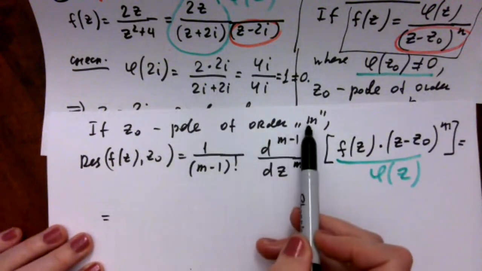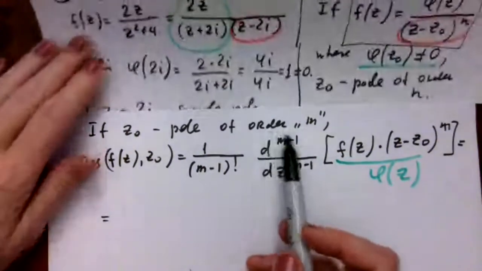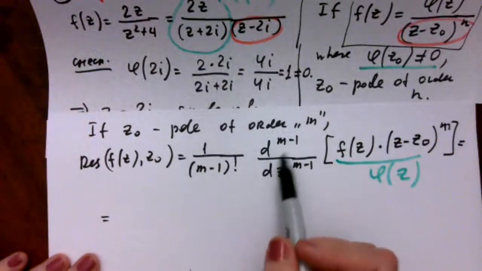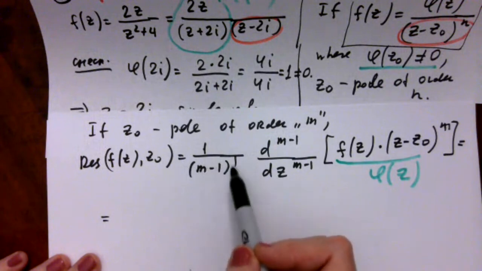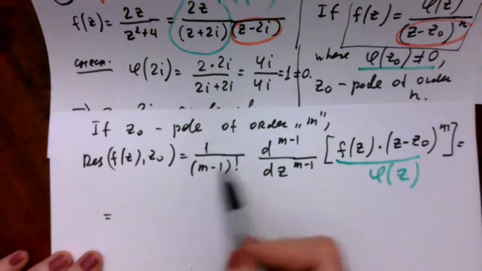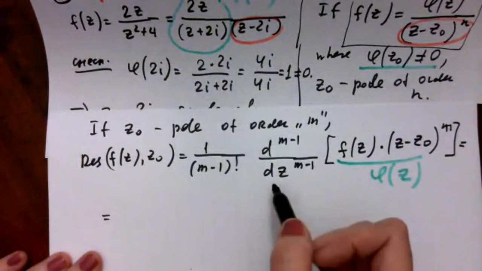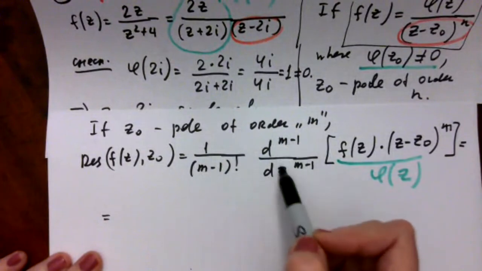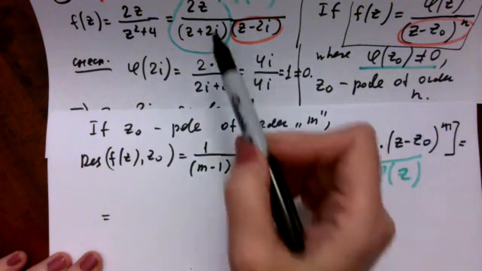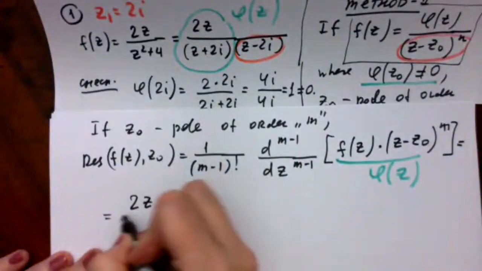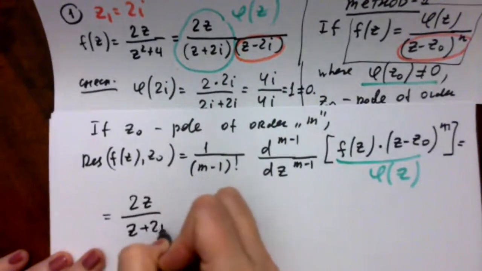So what is in our case? In our case, we are dealing with a simple pole, so m is equal to 1. It means that 0 factorial is 1, I'm not even going to write it. And there is no derivative at all, because the derivative of order 0 means no derivative. So it's just the function phi of z, which is given here in green, 2z divided by z plus 2i.